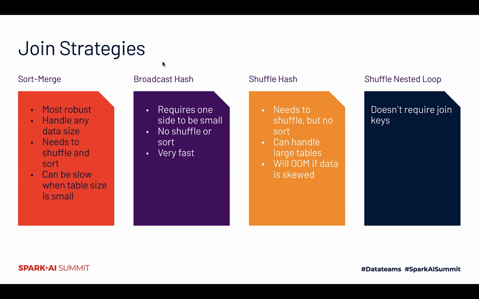The third type of join that we look at in Spark is the broadcast hash join.